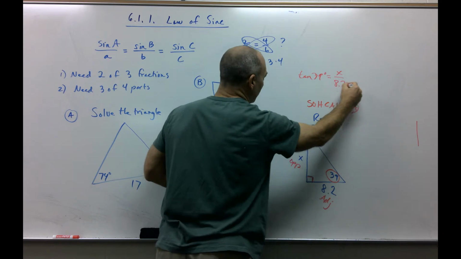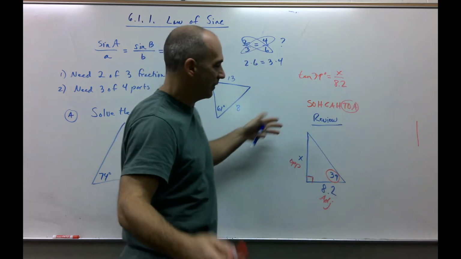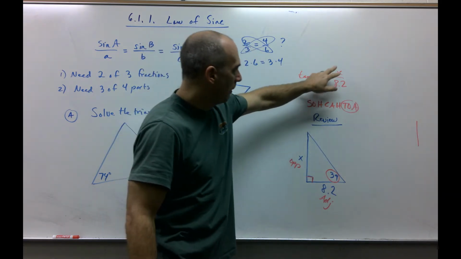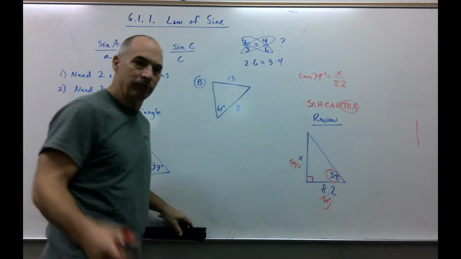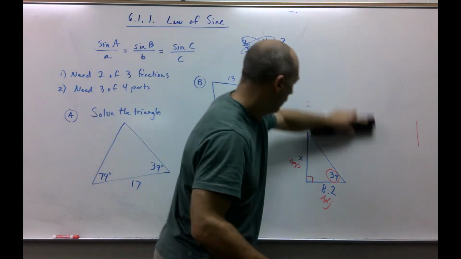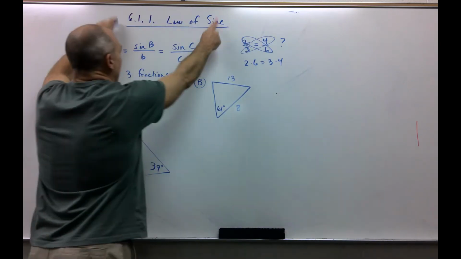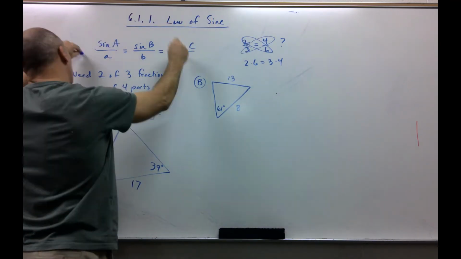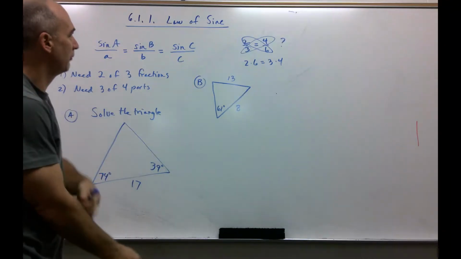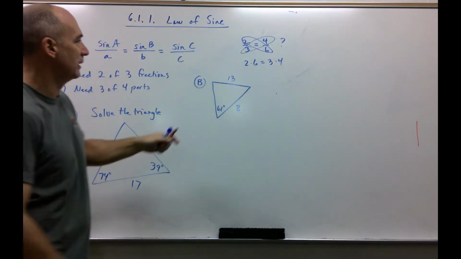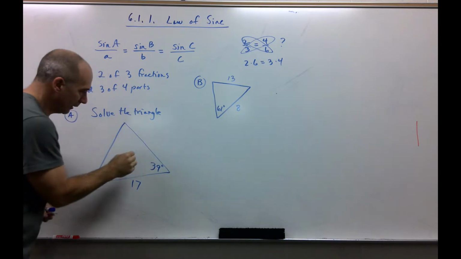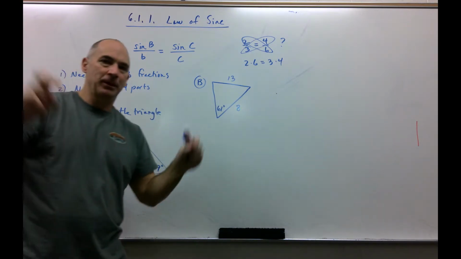I'm not going to finish this for you because we've done these. Look that up, multiply both sides by 8.2, and you're home free. So, why did I show you that? The law of sine is our go-to formula, equation for non-90-degree triangles, which is kind of the real world.